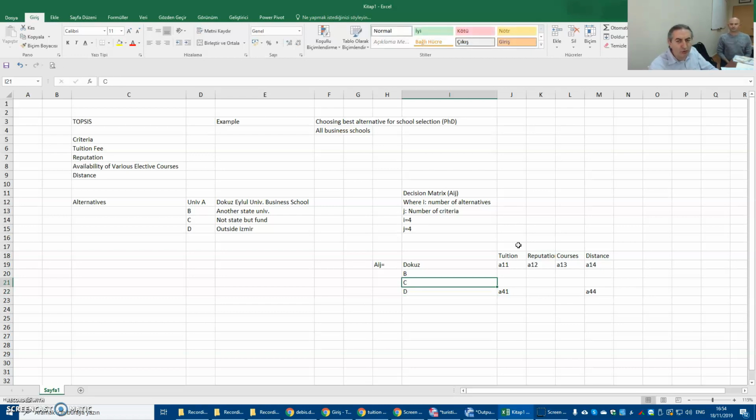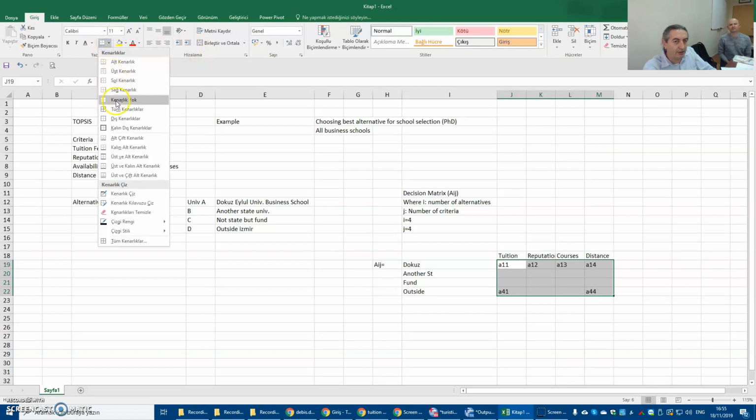We can denote university B as another state university. C is Fund University, okay? And another one is outside Izmir. Okay? So we need to fill the values in that matrix, like in matrix structure. Let's do it here.